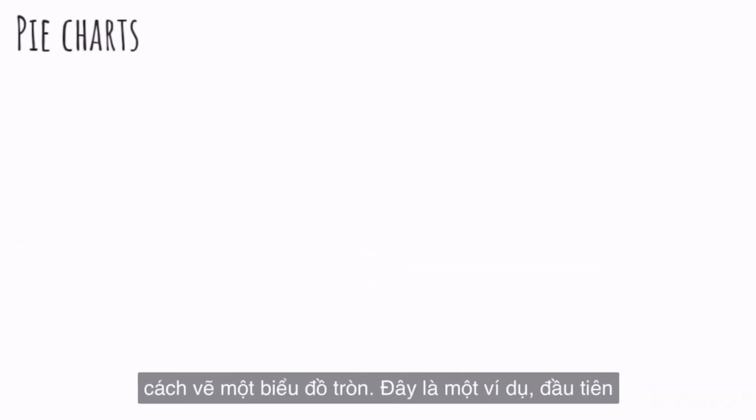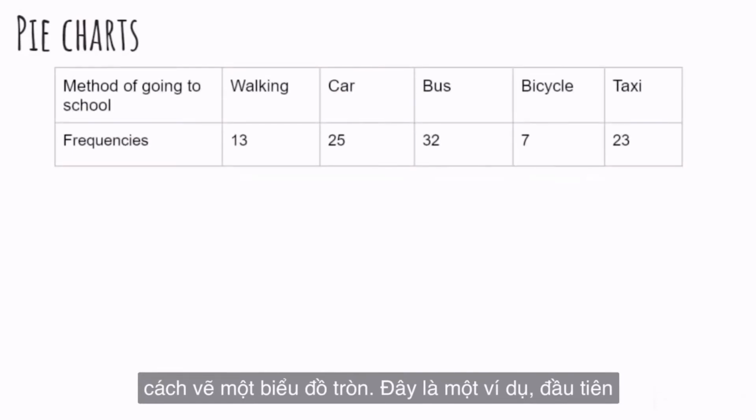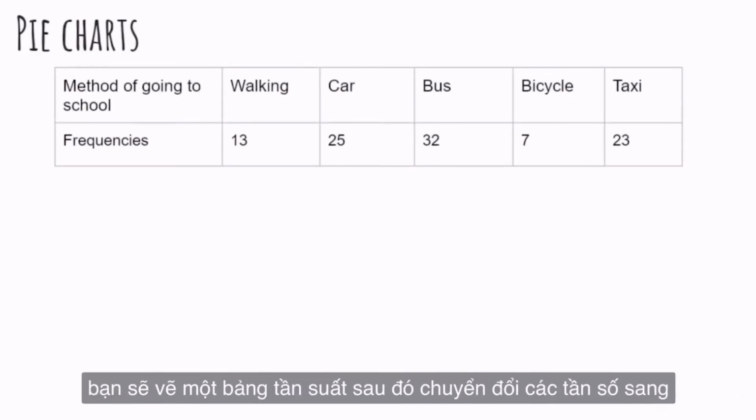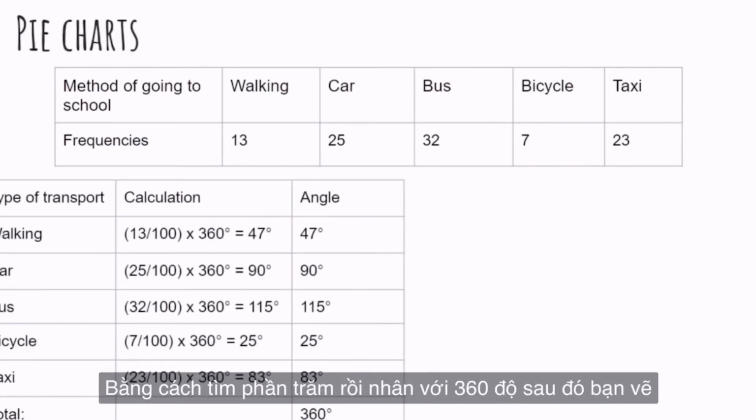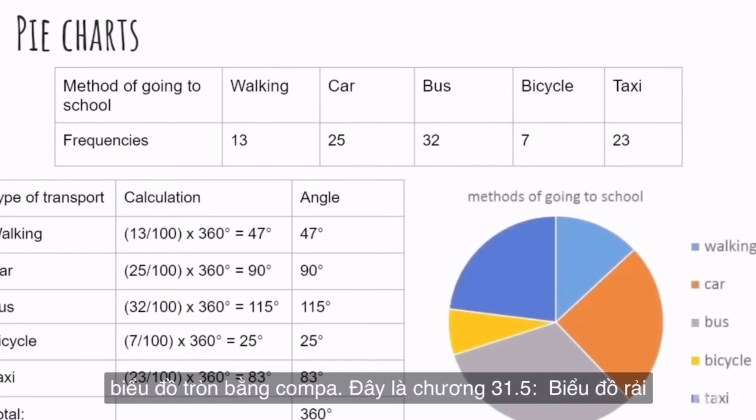I will show you how to draw the pie chart. Here's an example. First, you're going to draw a table of frequency, and then you transform the frequency into angle by finding the percentage and then multiplying with 360 degrees. And then you draw the pie chart with a protractor.